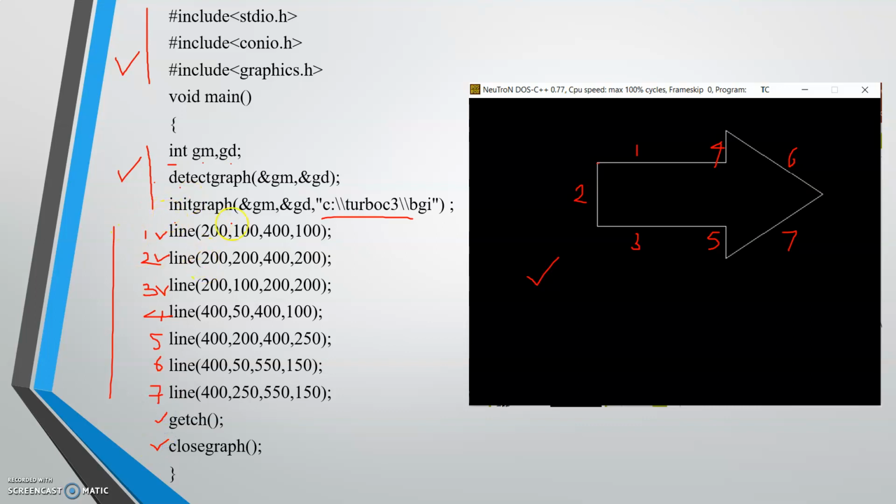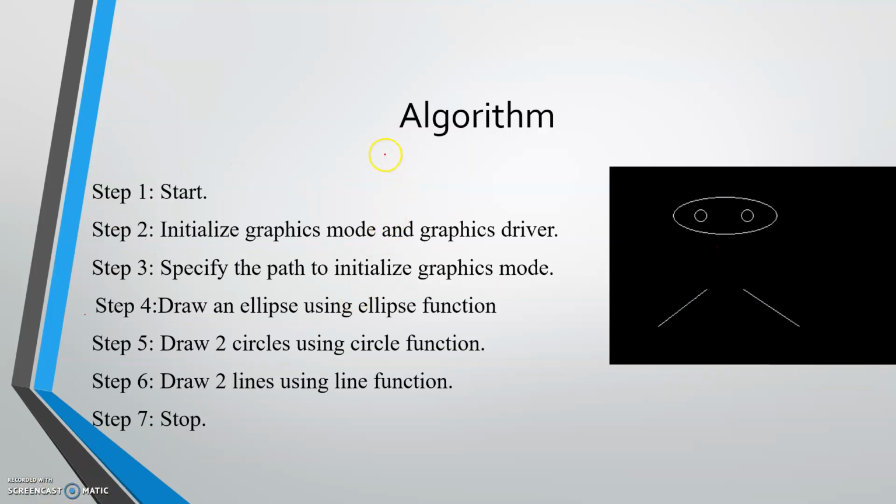Here we have seen that initgraph is used to change the textual mode of your system into graphics mode. Okay, and then closegraph is used to close your system from graphics mode. You can see this particular output which is displayed on your slide. Then next we will see an algorithm. It's an algorithm to draw this particular image that is shown on your screen.